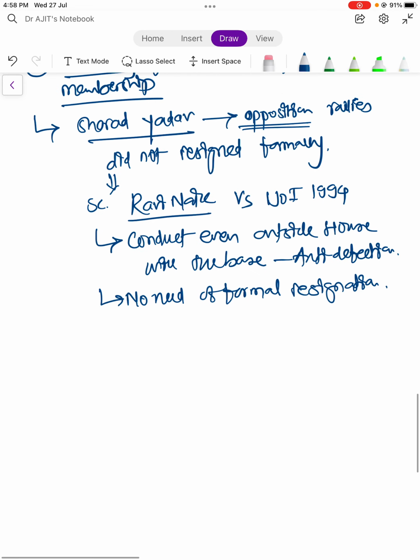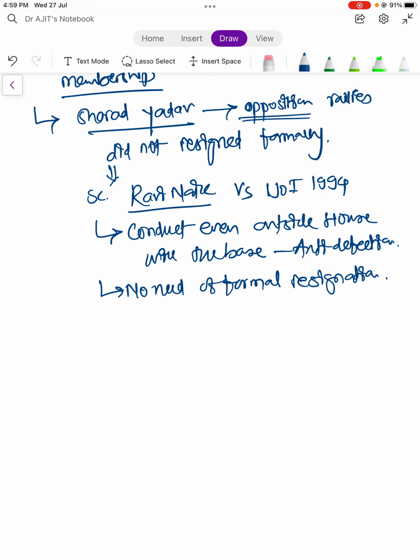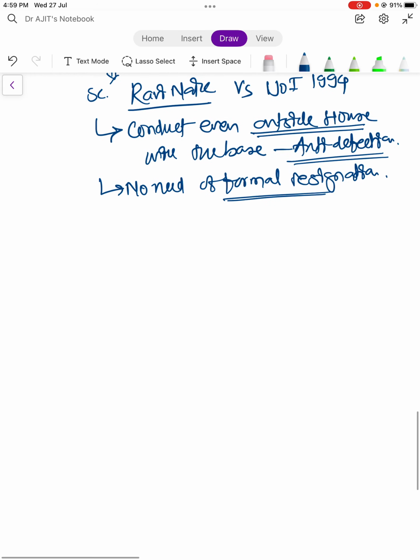That means if someone is doing anti-government or anti-political party activities, even outside the house, he can be charged under anti-defection, and there is no need to have a formal resignation of political party. So this is the first case, voluntary. Second, whip. So what is whip?